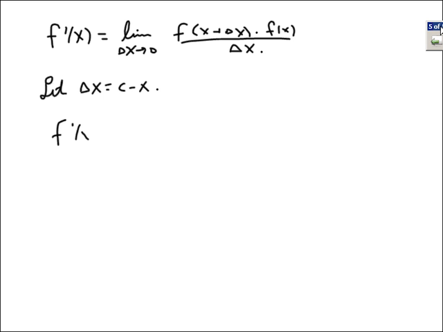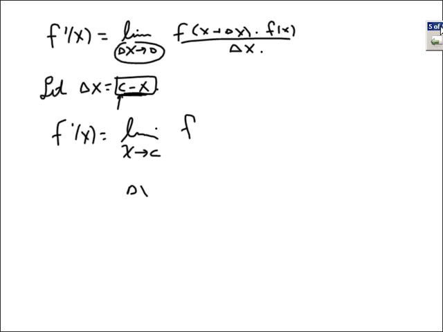So, f prime of x is equal to the limit. Now, if delta x is going to 0, and this is delta x, that means x must be getting close to c. C is a constant. If this is going to get close to 0, then x must be getting close to c. And we have that delta x is c minus x, and we have x is x.